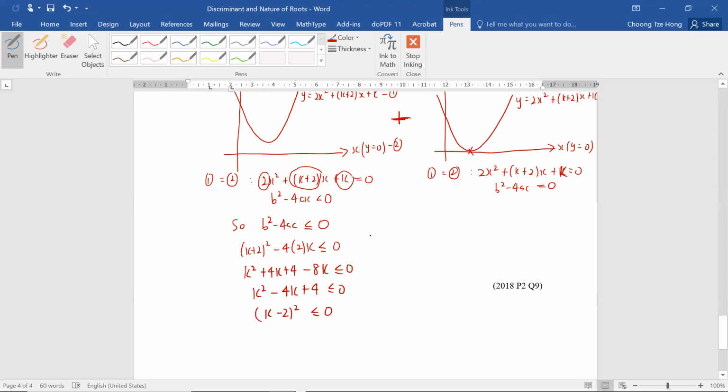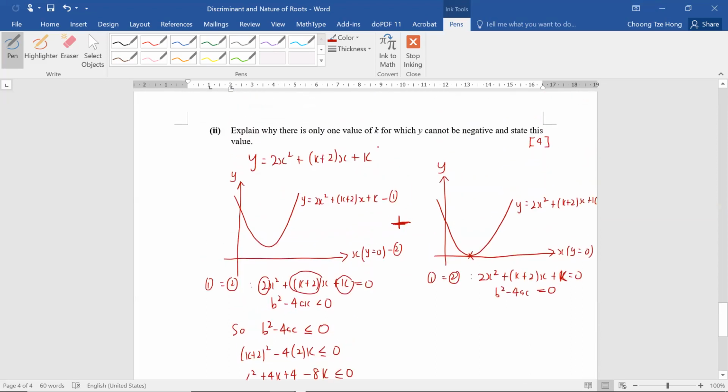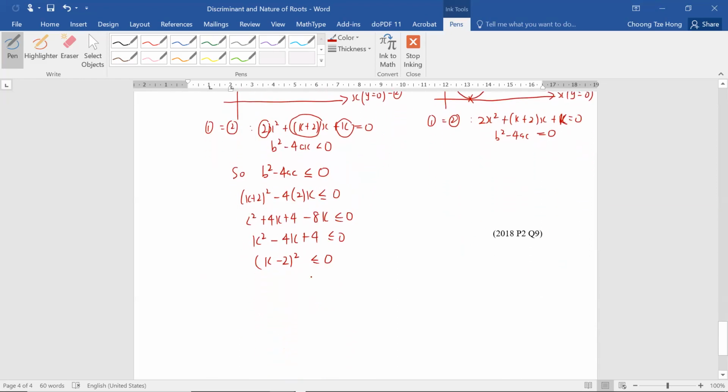So how do we solve this? They ask you to explain why there's only one value of k. So when we solve this, we should get only one value of k. Usually when we solve a quadratic inequality, what we expect is a range of values. But in this case, we need to show that there's only going to be one value. So how are we going to show? If you look at this scenario that we have now, it looks a bit weird. (k minus 2) squared less than or equal to 0.